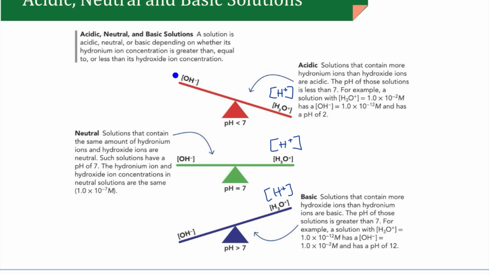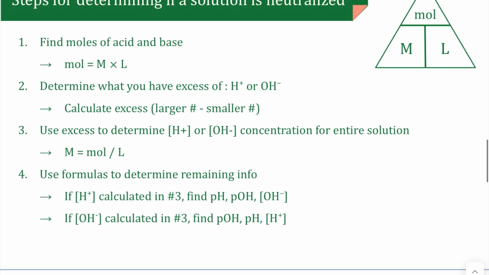So we're going to have to find these values and compare in order to determine what our resulting solution is going to be, and then to determine what the pH or the pOH of that resulting solution is. So here are the steps written out. We're going to go through these in an example. The first thing is that we need to find the moles of our acid and the moles of our base using that rearranging of our molarity formula. So we're always finding those moles first. And then we're going to look at comparing those.